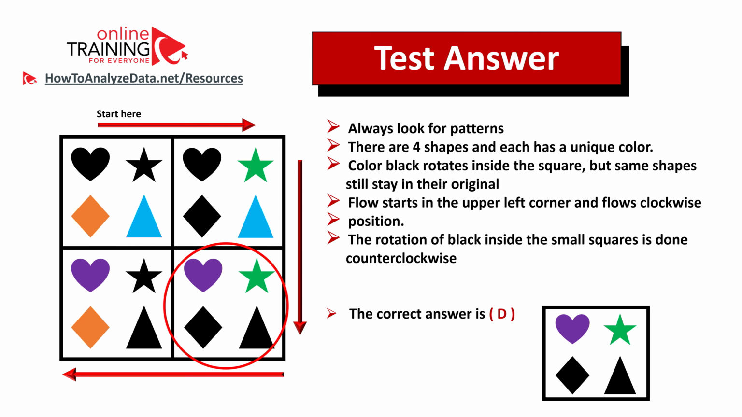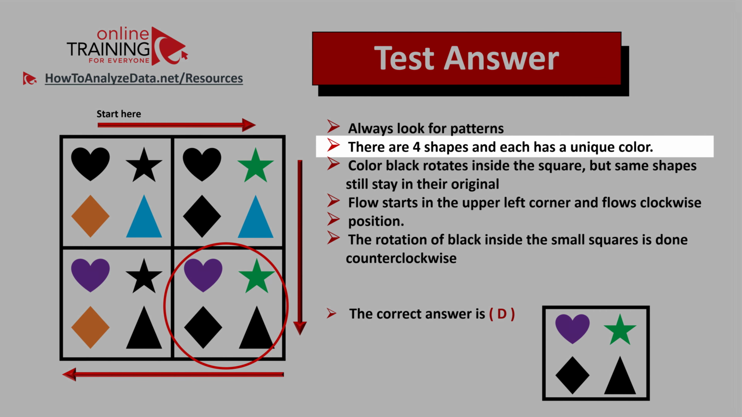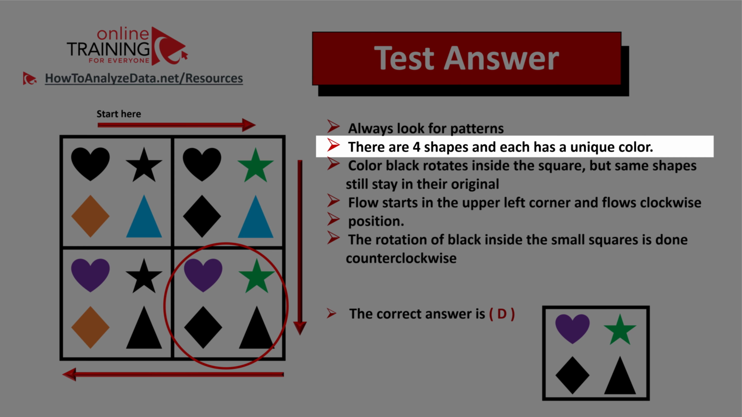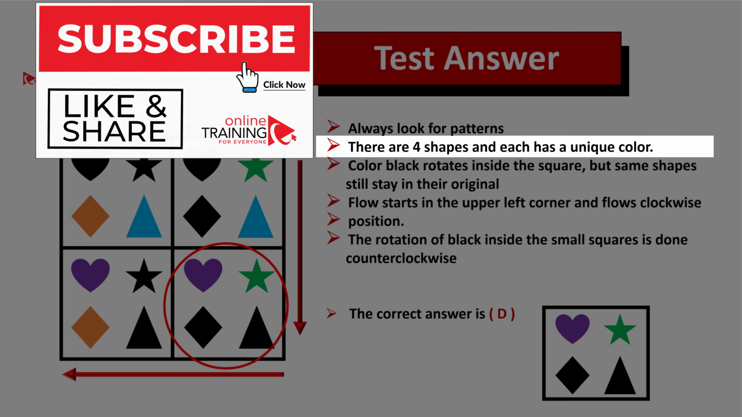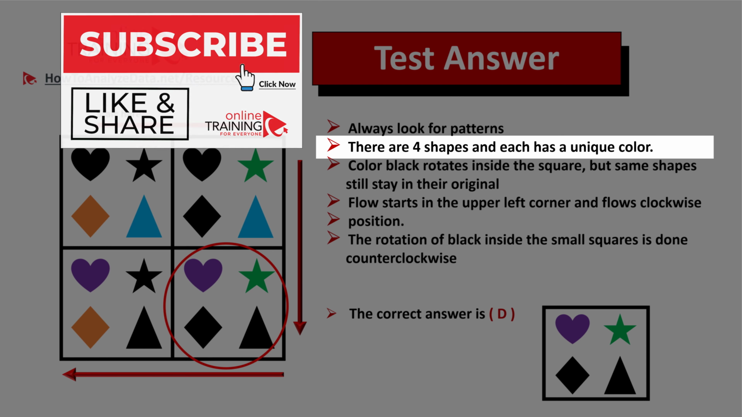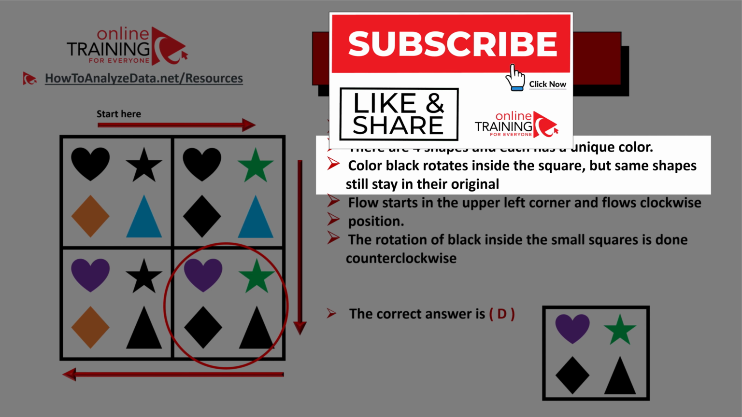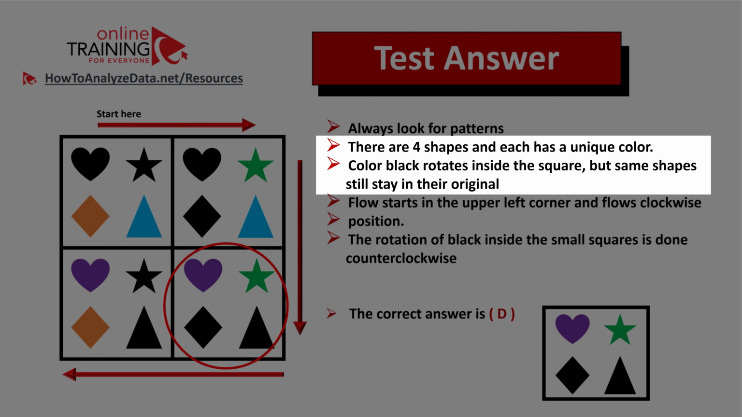Tricky question, isn't it? But as usual, all tricky questions always have answers. So take a look here. There are 4 shapes inside the square, and each shape has a unique color. Shapes stay in place. The only thing that changes is the black color for the shape. And what you can see is the pattern of the black colors inside the squares, and it rotates counterclockwise.